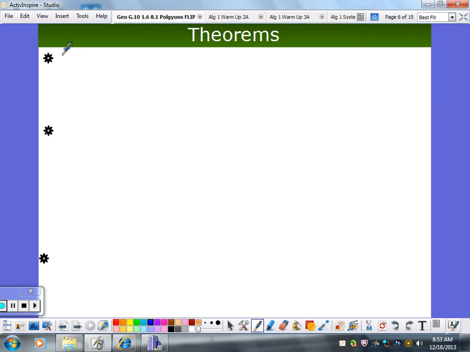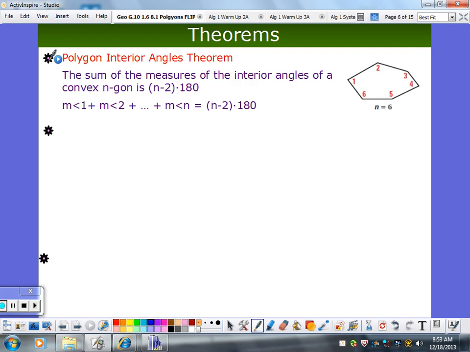So, all right, theorems, that's why we're here, right? We're going to learn about the interior angles of any polygon. We can actually find the sum. You know how a triangle has how many? What's the sum? 180. We can actually find the sum of any polygon. If you add up all the measures of the angles, you get n minus 2 times 180, and n is the number of sides.